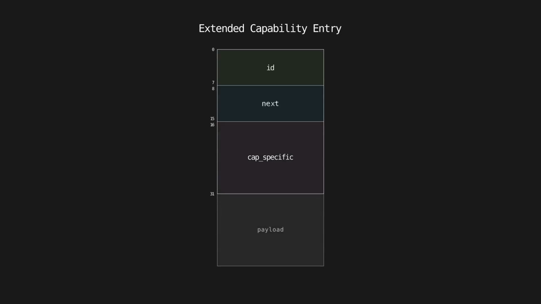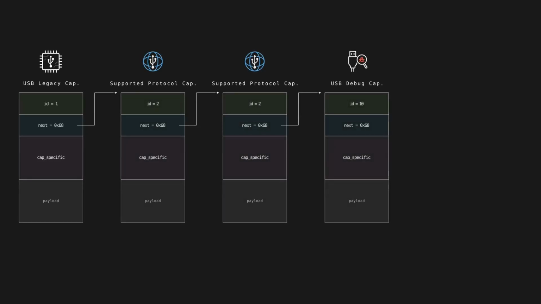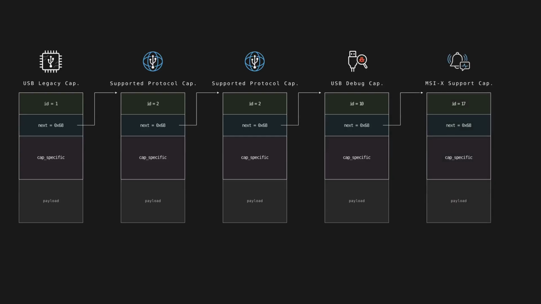register. Now each entry is composed of the capability ID, the pointer to the next capability, and some capability-specific data, along with the payload. The next pointer field is again an encoded offset that you just have to shift left by 2. This means that in practice, the extended capabilities are arranged in a linked list and could look something like this. Now that we know the theory, let's jump into the code and implement it.